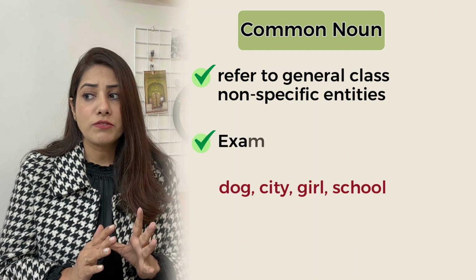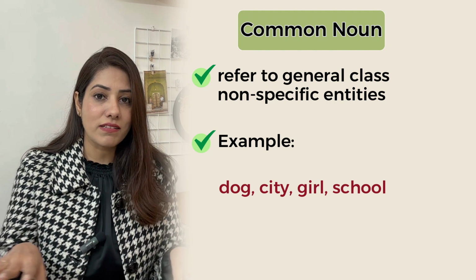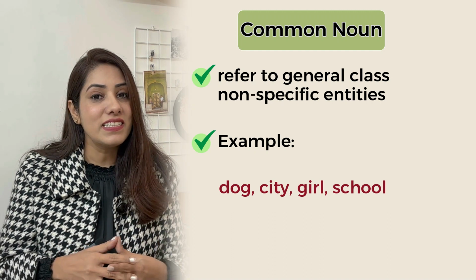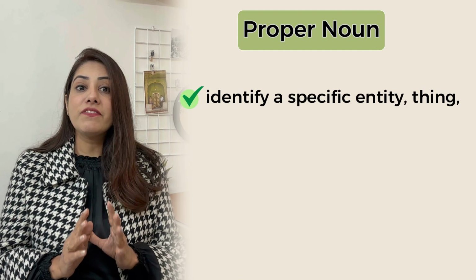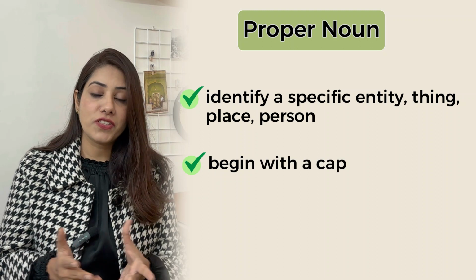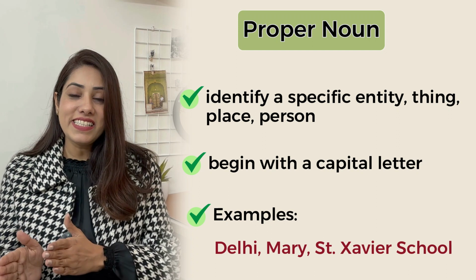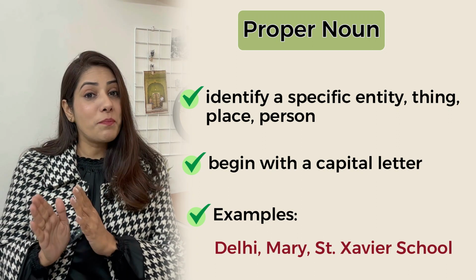Like if I talk about dogs, I'm not talking about a specific dog. It's the general class of an animal, dog, that I'm talking about. Cities is a common noun, but if I give a particular name to that city, that becomes a proper noun. Proper nouns identify a specific entity, thing, place, person, and they are usually capitalized. Example, city is a common noun, Delhi is a proper noun because it identifies a particular city.